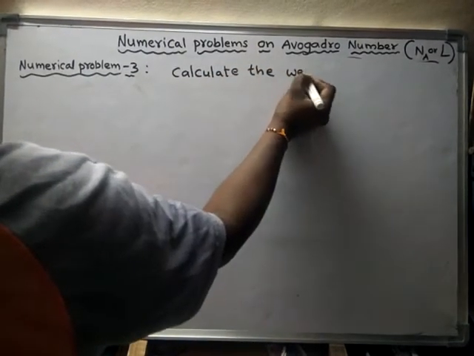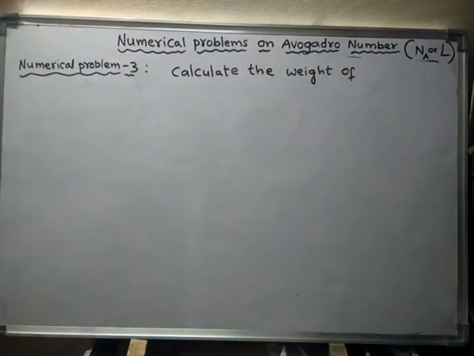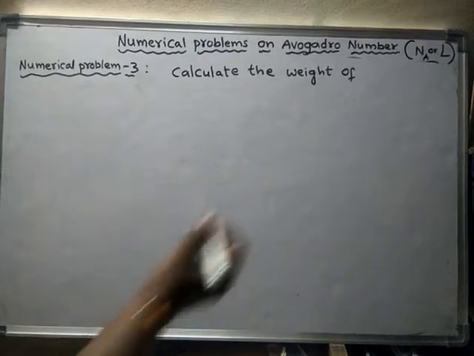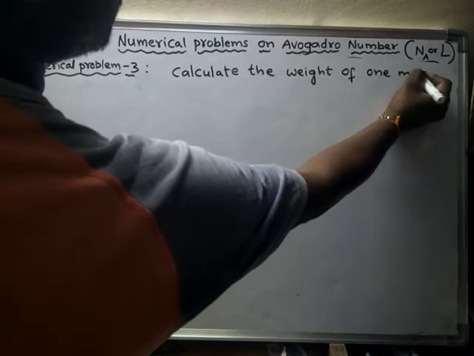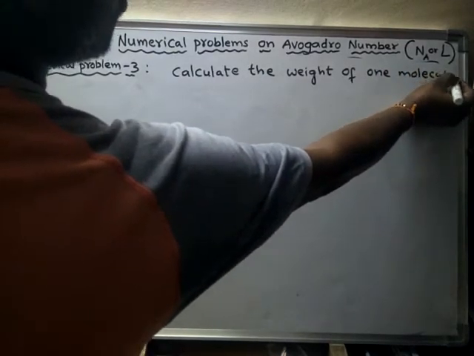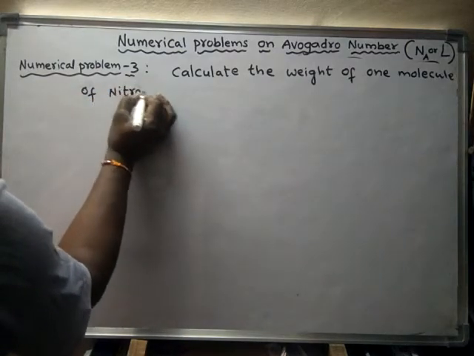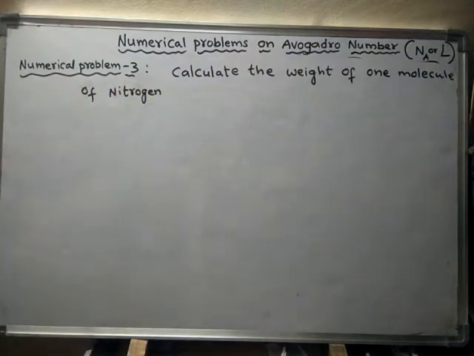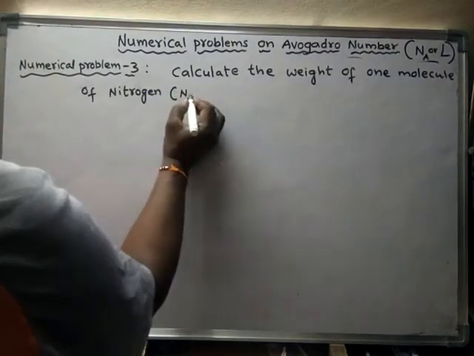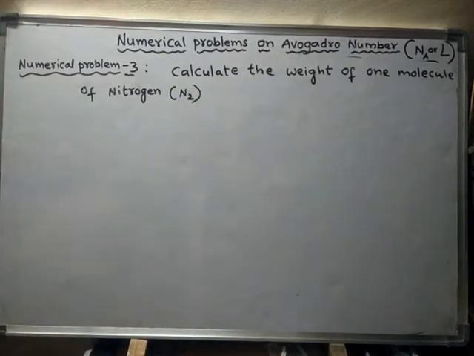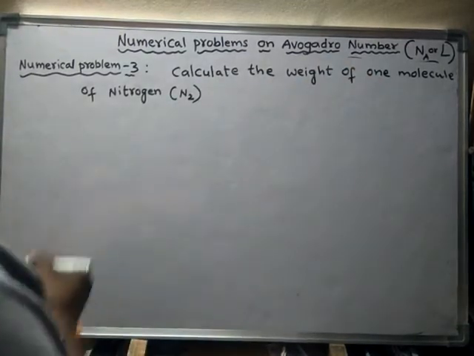Calculate the weight of one molecule of nitrogen. Nitrogen's molecule is denoted by N2. So we have to calculate the weight of one molecule of nitrogen.